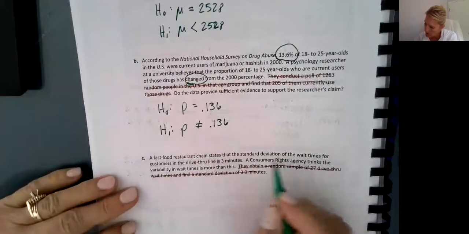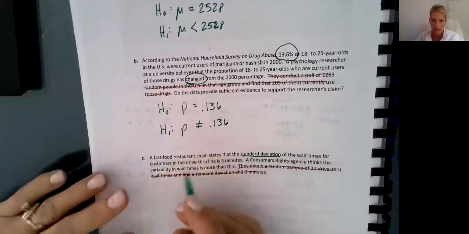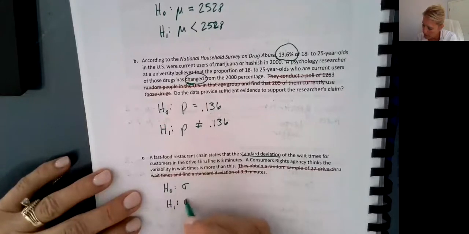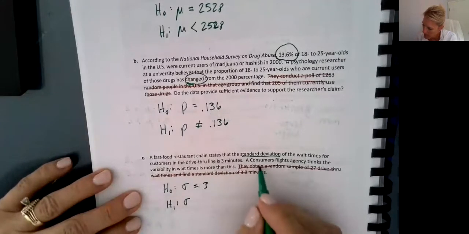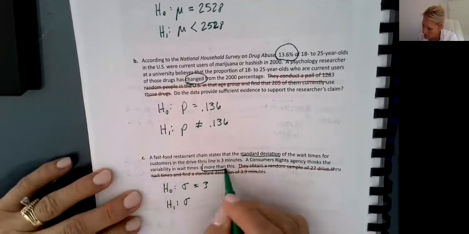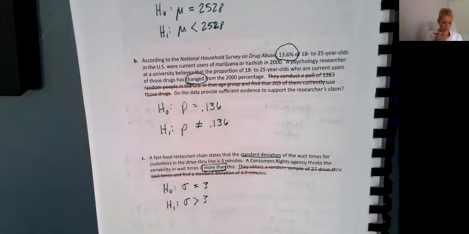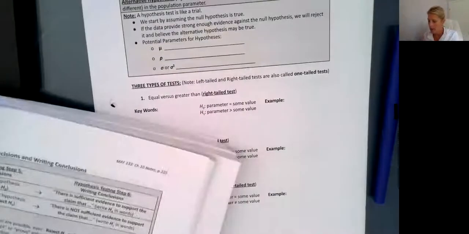What are we talking about? It says that they're talking about standard deviation. So even though we're not going to really do any tests with this in this semester, this is one of the possibilities. So we're going to just use it to practice writing our hypothesis test. So standard deviation, and they think the standard deviation is 3 minutes. And a consumer's rights agency thinks the variability in wait times is more than 3. So 3 good examples here.